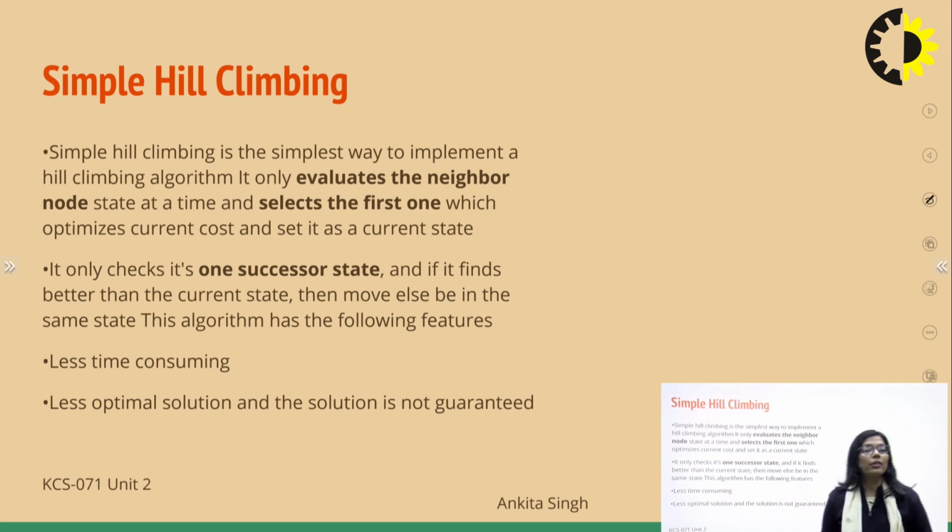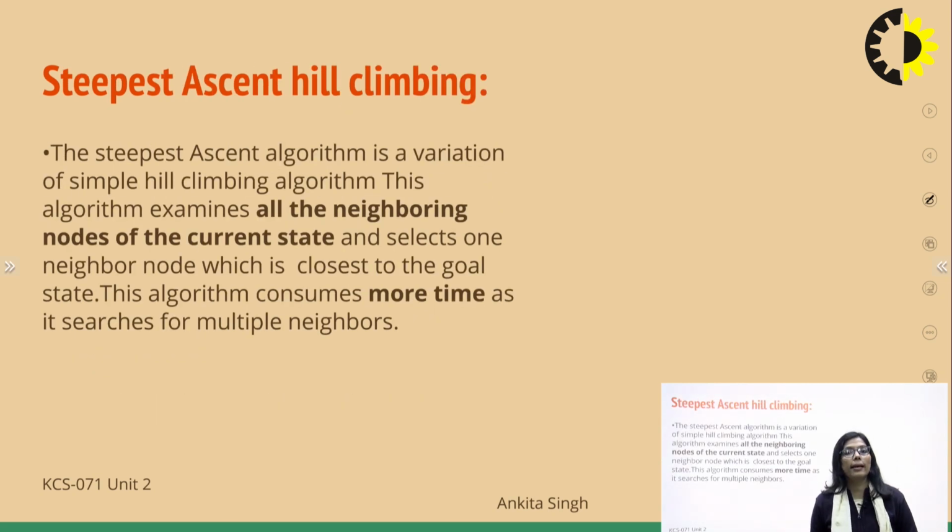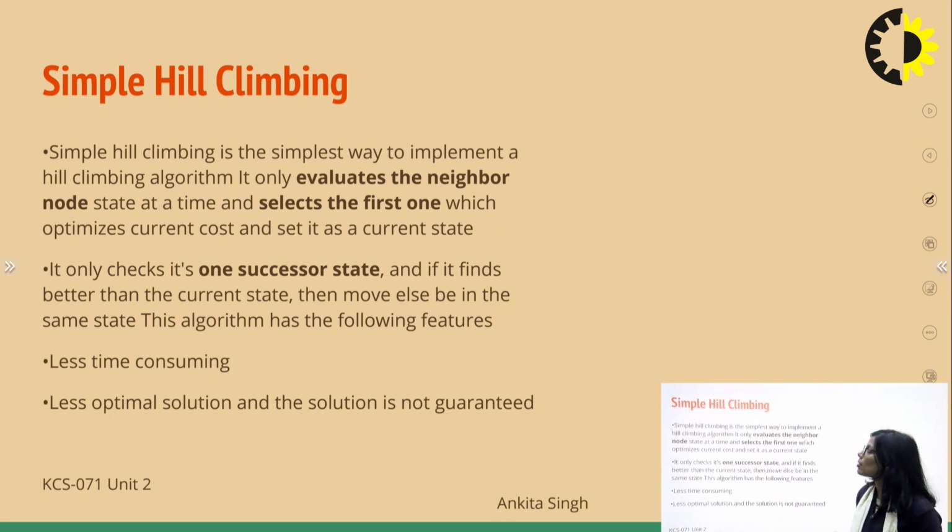Now there are two variants of the hill climbing algorithm. One is simple hill climbing and the other one is steepest hill climbing. First we will discuss simple hill climbing. Simple hill climbing just says that if I am at a node and I have maybe 5 neighboring nodes, the first node that I find which is better than me, I will jump to that node. That is simple hill climbing.